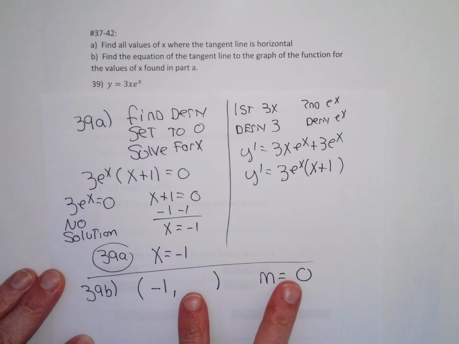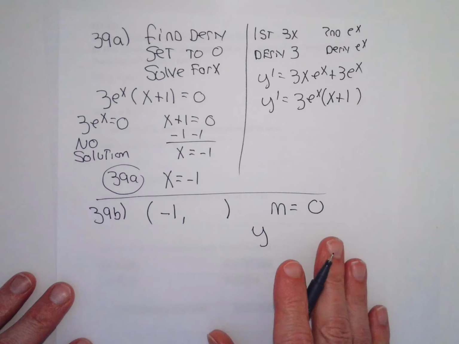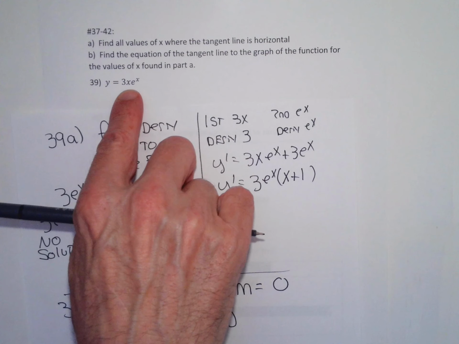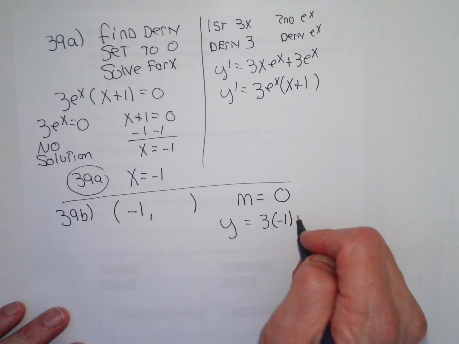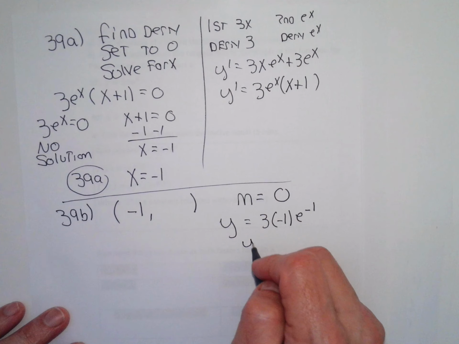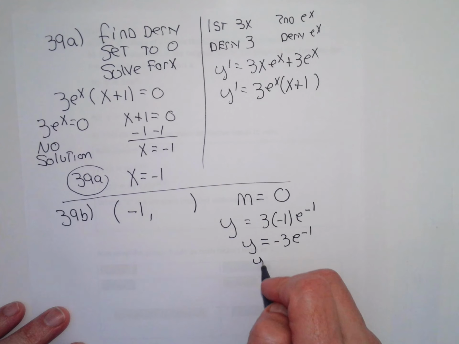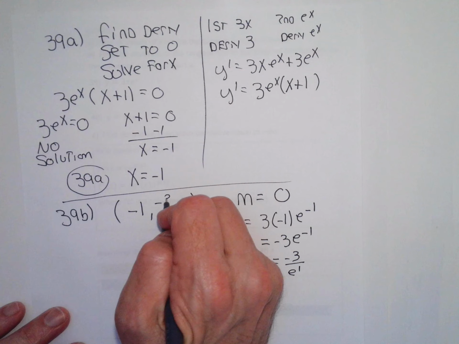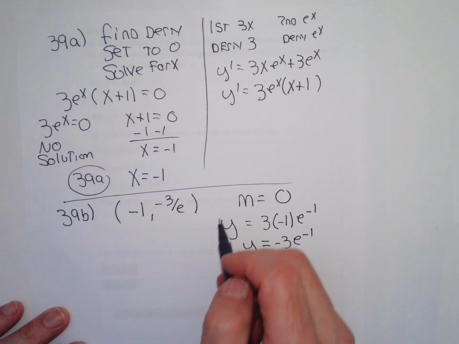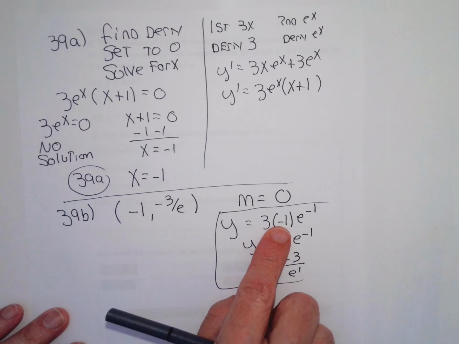So we're at the place where we've been a couple times. I just need to find the y coordinate of the point. To get the y coordinate of the point, I'm going to go to the function 3x e to the x and plug in negative 1 for x. So I'm going to go 3 times negative 1 e to the negative 1. This is going to give me y equals negative 3 e to the negative 1. That's going to give me y equals negative 3 over e to the first when I go to make that exponent positive. So my y coordinate of my point is negative 3 over e. I get the y coordinate by plugging the x value into the original function.